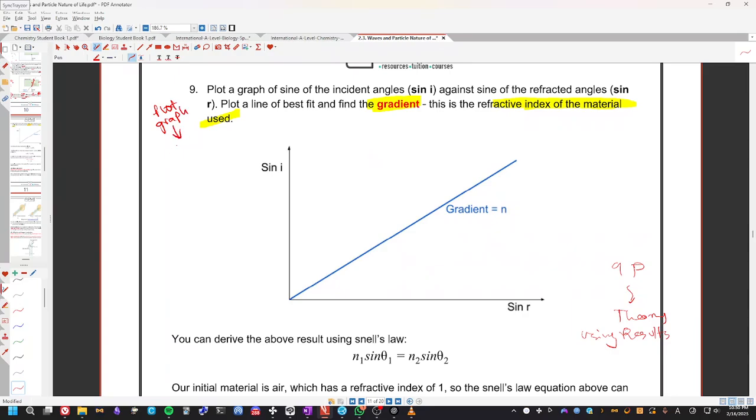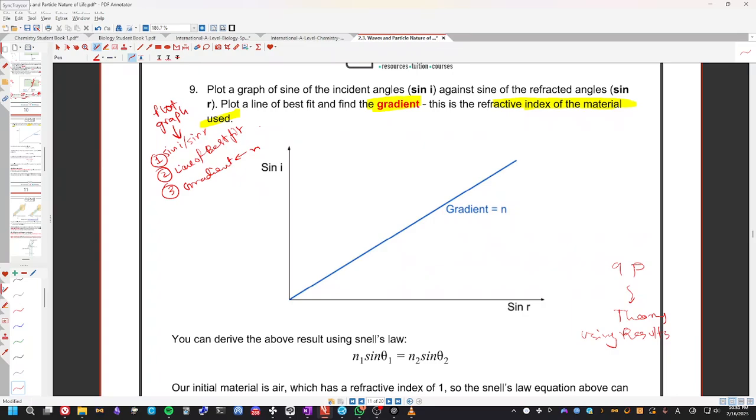And it's stating 2 things from the graph. One is what kind of graph are we talking about? We're talking about a sin i against sin r graph. And number 2 is what we're going to do to the graph: a line of best fit, always. And from the line of best fit, find the gradient. Sorry, it's not saying that. Whoops, my bad. 3 things, then. Also find the gradient, and the gradient is going to be your refractive index. Those are the 3 things it's telling you to do when you plot the graph.